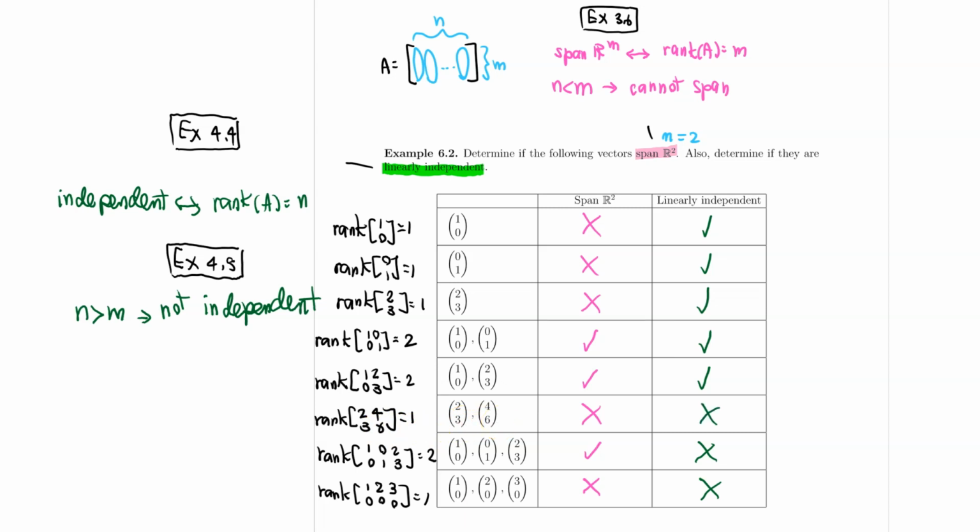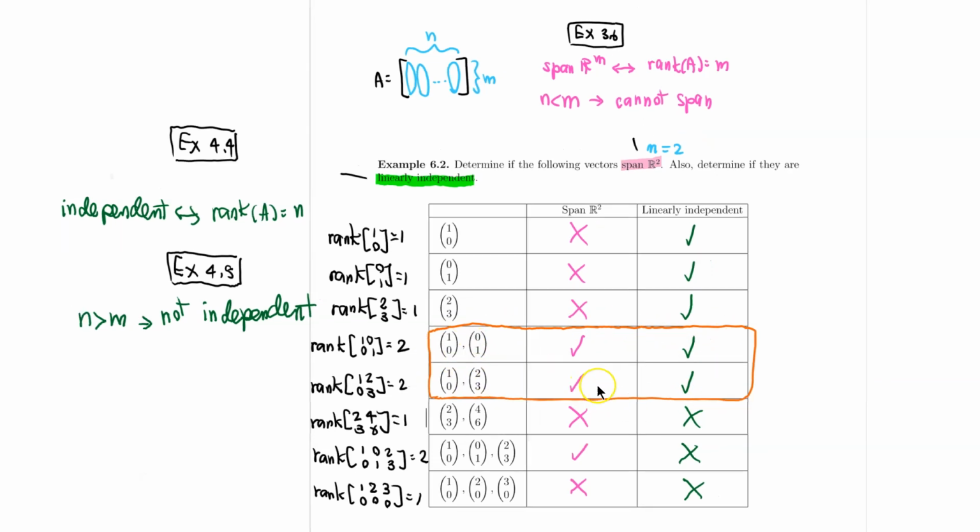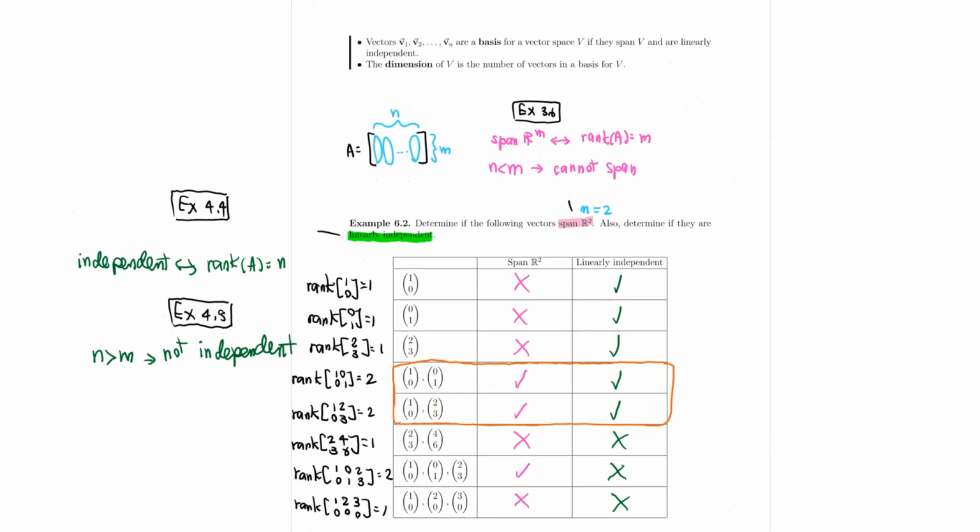Now, for this lecture, we are going to be interested in the case when the list of vectors that I have spans the vector space, so in this case it spans R squared, and also is linearly independent. That corresponds to precisely the two cases that I have here. Whenever my set of vectors spans the vector space and is linearly independent, I am going to say that they are a basis for that vector space.